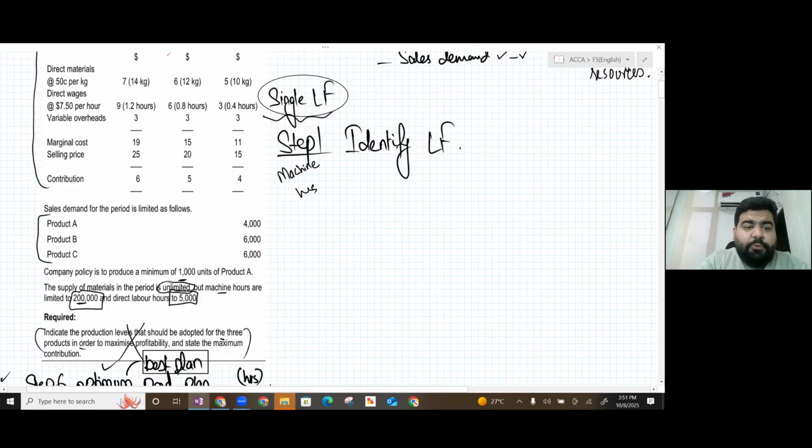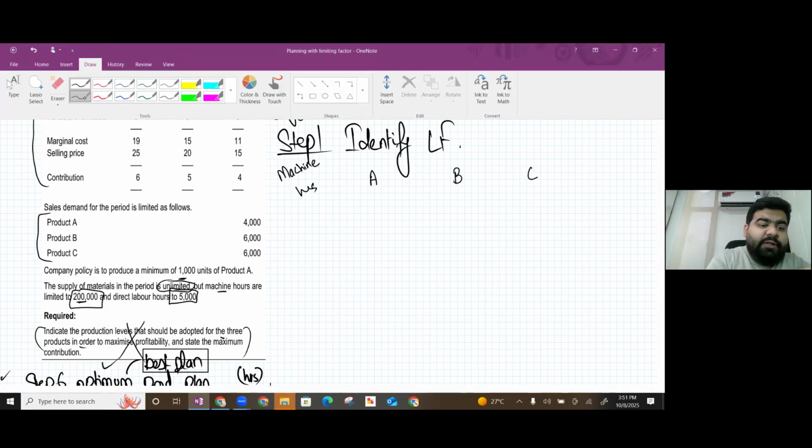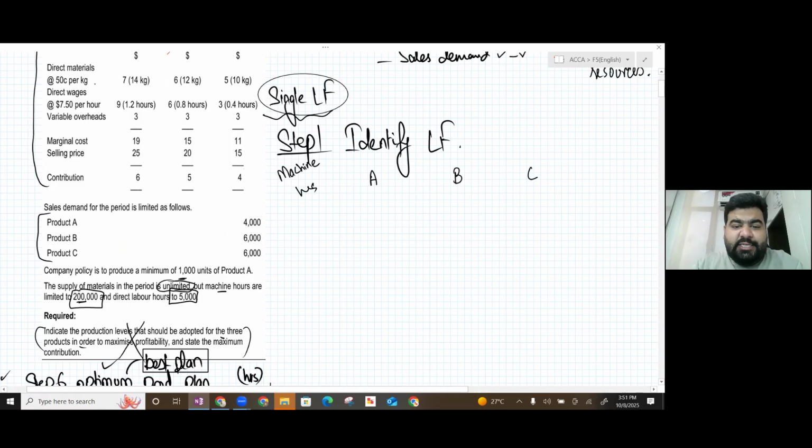We have how many products? Three products, A, B, and C. First thing we have to do is to see how many machine hours are required for A, B, and C.